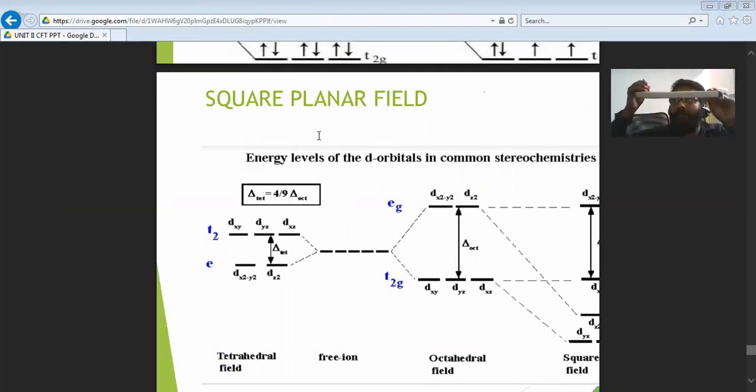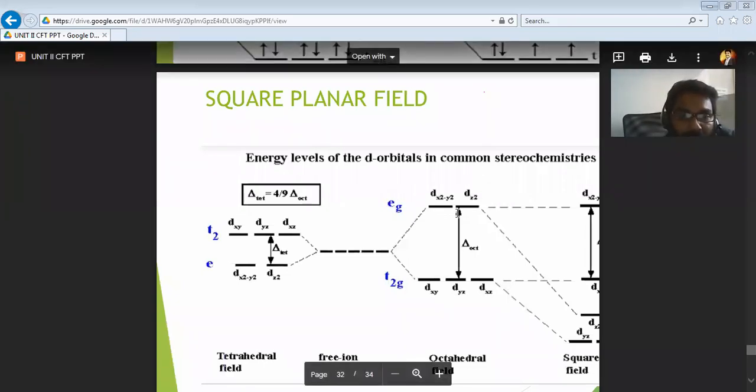The ligands approach along the axes here, here, here, here. We assume this is the z-axis, one is the y-axis, one is the x-axis. Generally, the ligands do not approach the z-axis orbital, so there is no repulsion there. Square planar is explained.